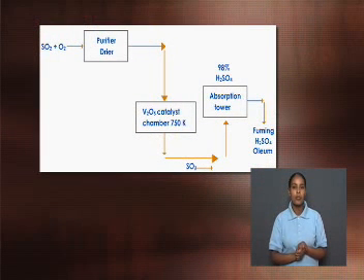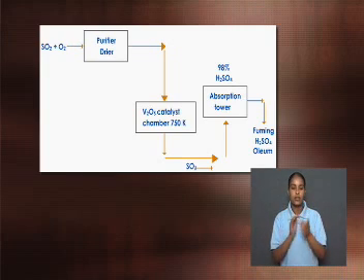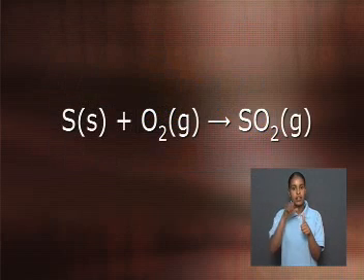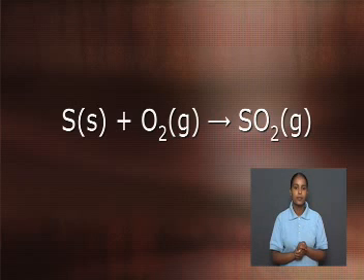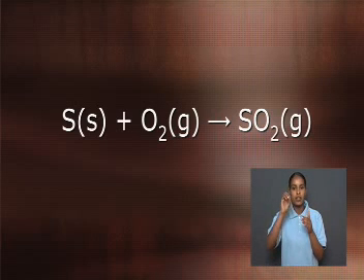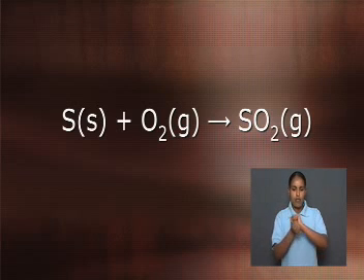The contact process involves 4 steps. First, sulfur is burned in air, which produces sulfur dioxide. In the second step, the sulfur dioxide is then converted to sulfur trioxide.